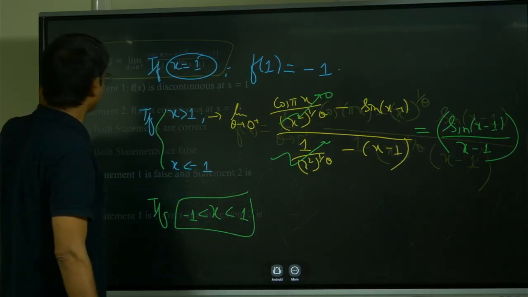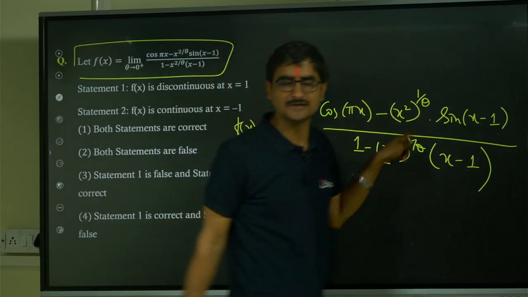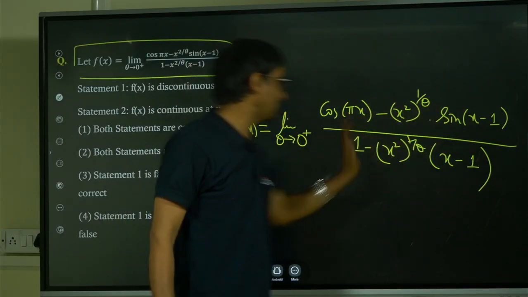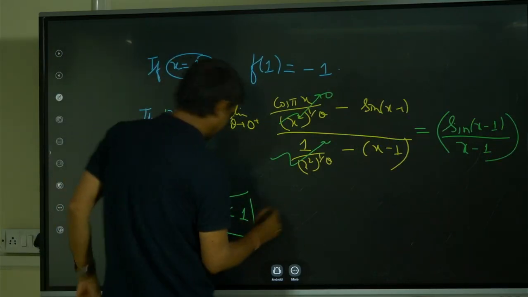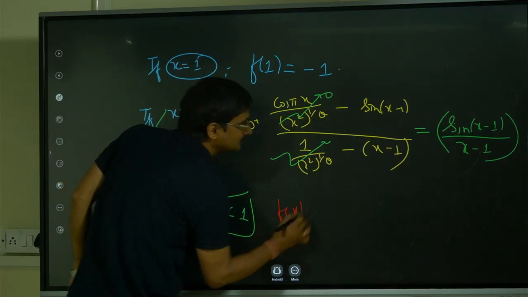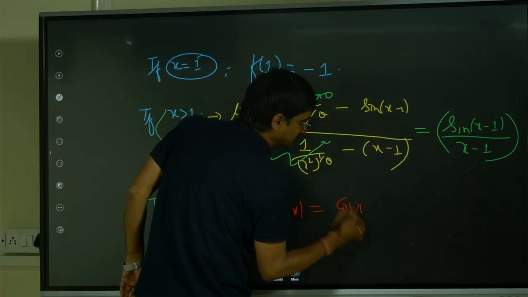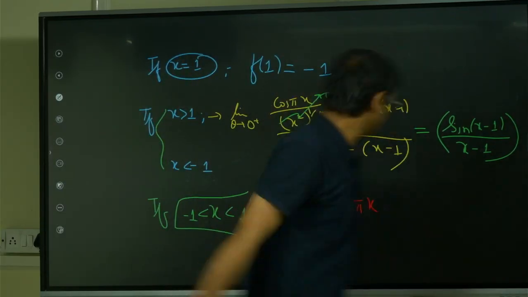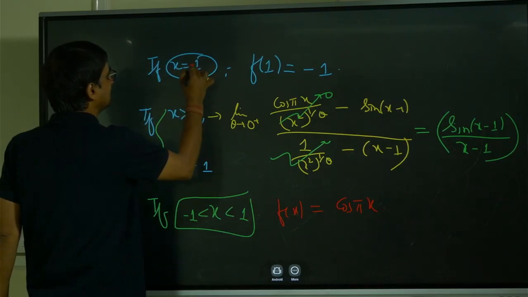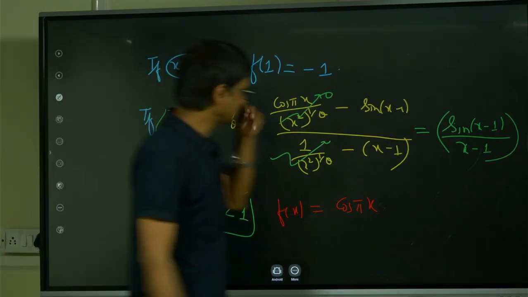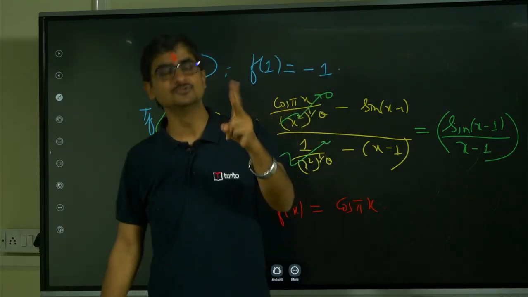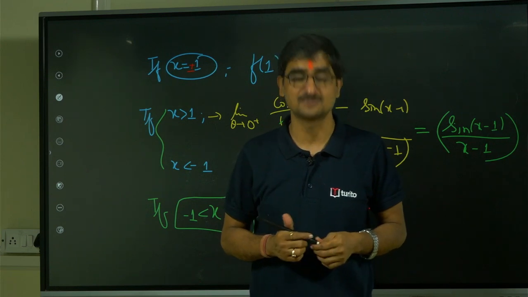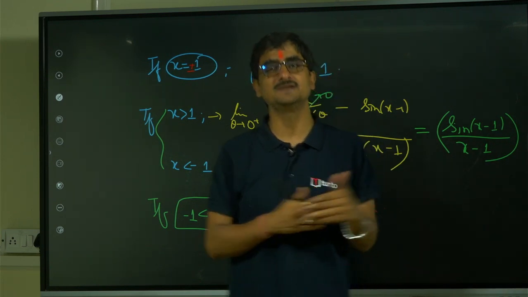In that case, since the base, magnitude wise, is less than 1, this approaches 0, so this term is gone, we are left with only cos pi x. So in that case, f(x) is nothing but cos pi x. Now how many points are there? We have two potential points where the function may get discontinuous. What are those? Minus 1 and plus 1.